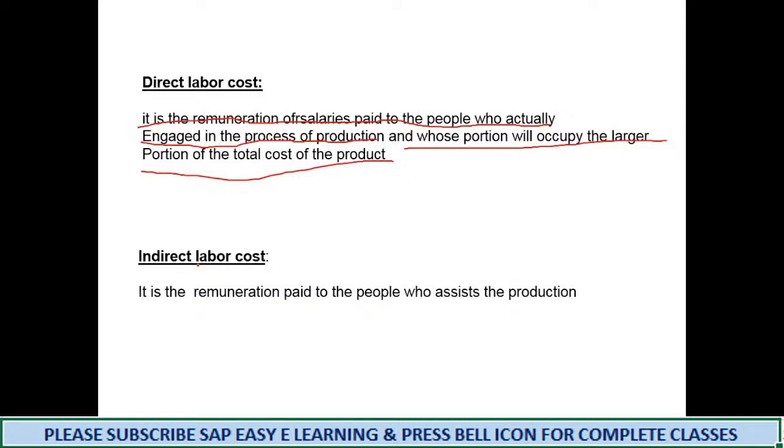And here we have 10 workers. Each worker is producing 1 table a day. What is the output per day? 10 tables. And we have 25 working days. 25 working days into 10 tables. What is the total output per month? 250 tables, right? Then we are paying a salary of $1,000 to the supervisor. Then what is the proportion of supervisor salary per table? $4, which is very, very less when compared to the total cost of the product. So the salary of the supervisor is indirect labor cost.